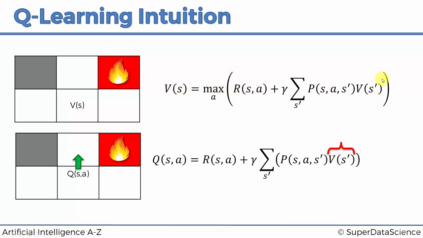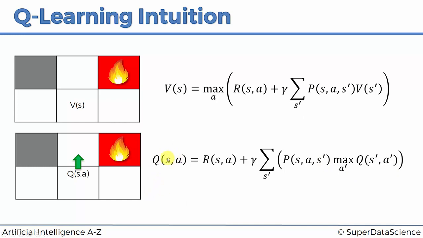We're going to take this internal part, and we're going to replace it with Q of S and A. So we're going to plug that in here, and this part is going to be Q of S prime A prime. So maximum across all A primes of Q of S prime A prime. And now we have our formula. So now we have a recursive formula for the Q value.